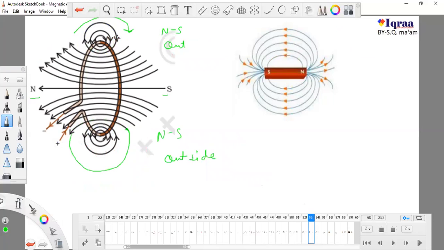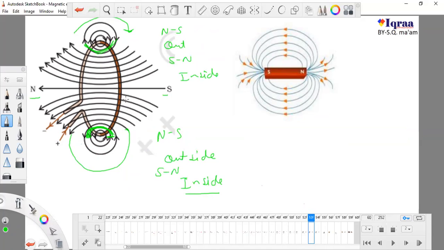And south to north in encircling. South to north inside. This is the south pole and this is the north pole. So south to north inside. Tell me if you are having any problem in understanding this concept.